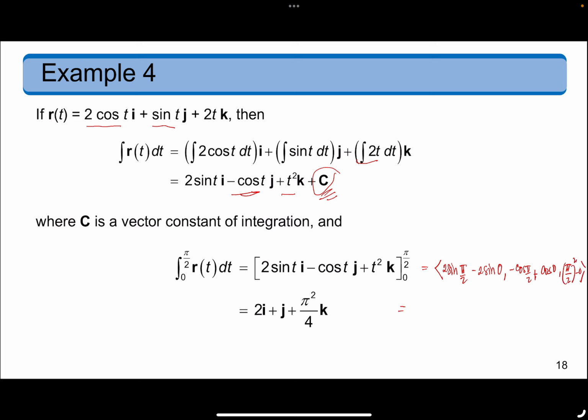Sine of 90 degrees or pi over 2 is 1. So we have 2. And then negative cosine pi over 2 is 0, cosine 0 is 1, and we have pi squared over 4. So we have 2, 1, and pi squared over 4.